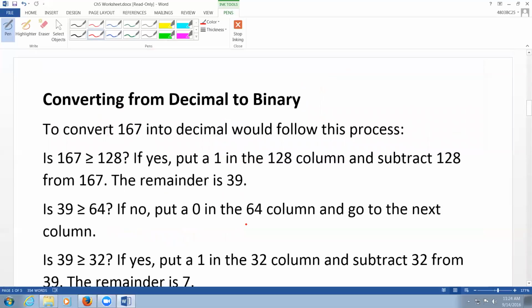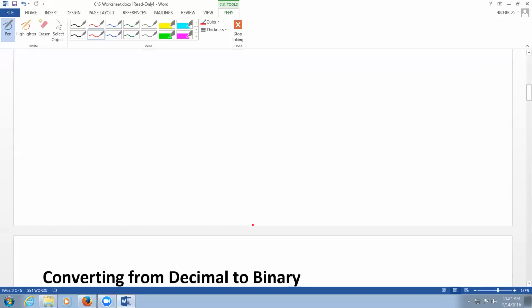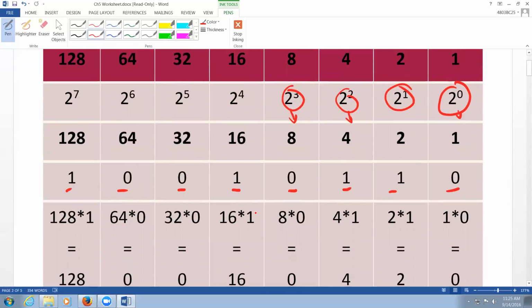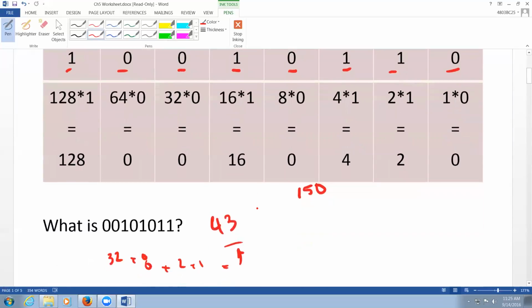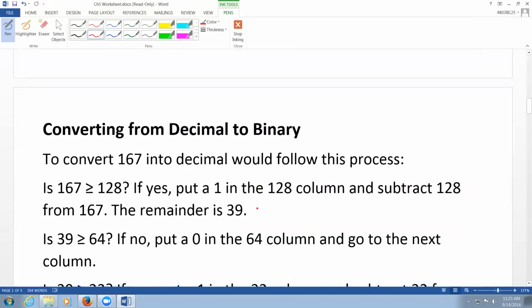For us to convert from decimal to binary, let's say we wanted to take 167 and convert that into binary. The way we do that is you look at the number, and if it's greater than or equal to the numbers up here, starting with 128 and going down to 1, then you put a 1 in there. Otherwise, you put a 0 and move on. So for this one, is 167 greater than 128? True or false? True, right? So in the 128 column, we put a 1.